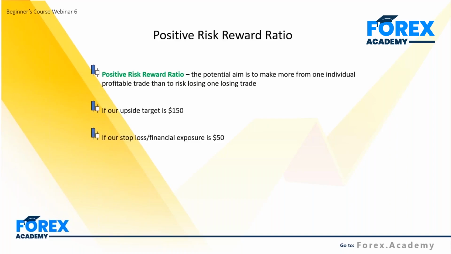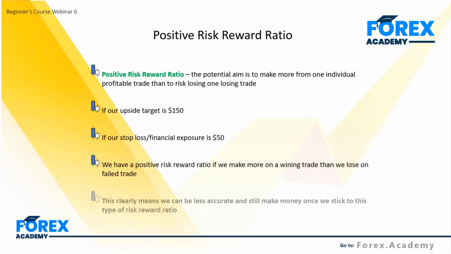If our upside target again is $150, our stop loss financial exposure is $50. We have a positive risk reward ratio if we make more on the winning trade than we lose on the failed trade. This clearly means we can be less accurate and still make money once we stick to this type of risk reward ratio. So again, we're totally understanding this, guys, yeah? It's a positive risk reward ratio. We're allowing ourselves the possibility for each particular trade to make more money on the trade than we're allowing ourselves to lose.